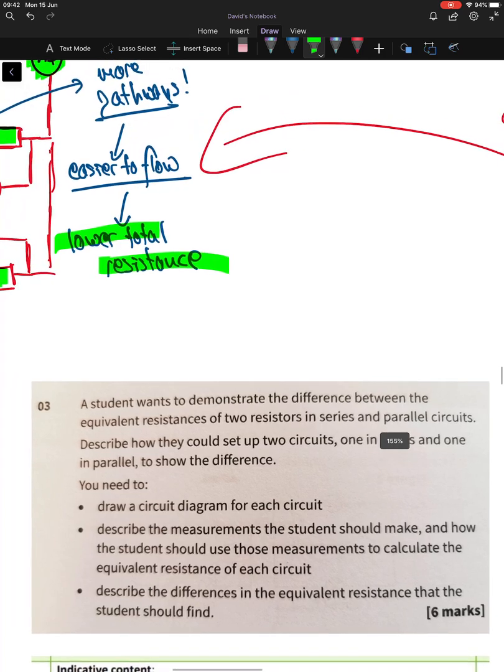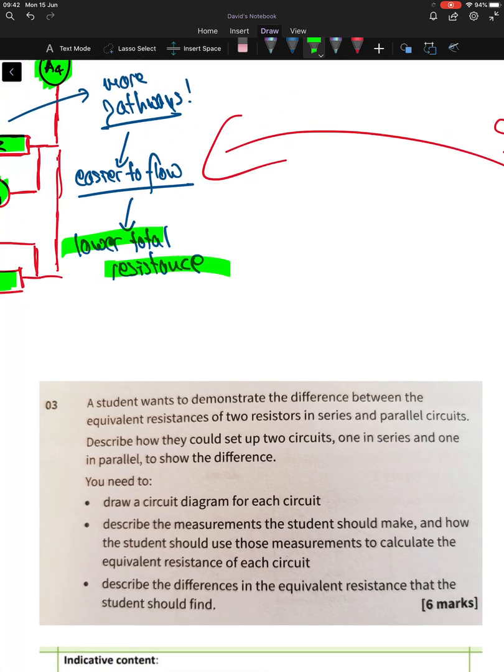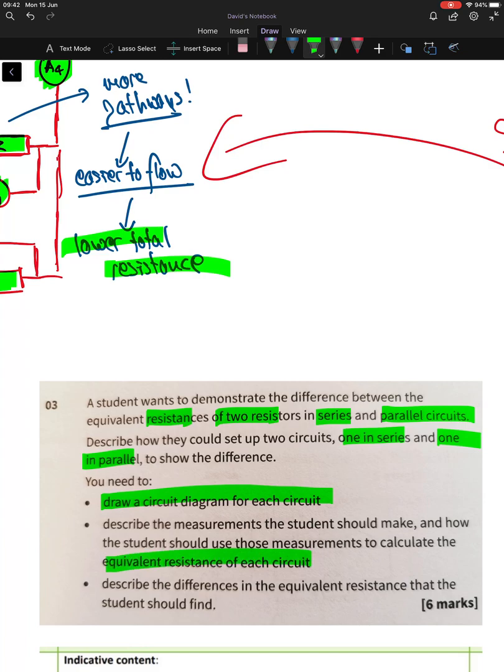Right, now have a little look at this question here. A student wants to demonstrate the difference between equivalent resistances of two resistors in series and parallel circuits. Describe how they should set up two circuits, one in series, one in parallel, and show the difference. You need to draw a circuit diagram for each. Describe the measurements the student should make and how the student should use those measurements to calculate the equivalent resistance of each circuit. Describe the differences in the equivalent resistance that you should find.